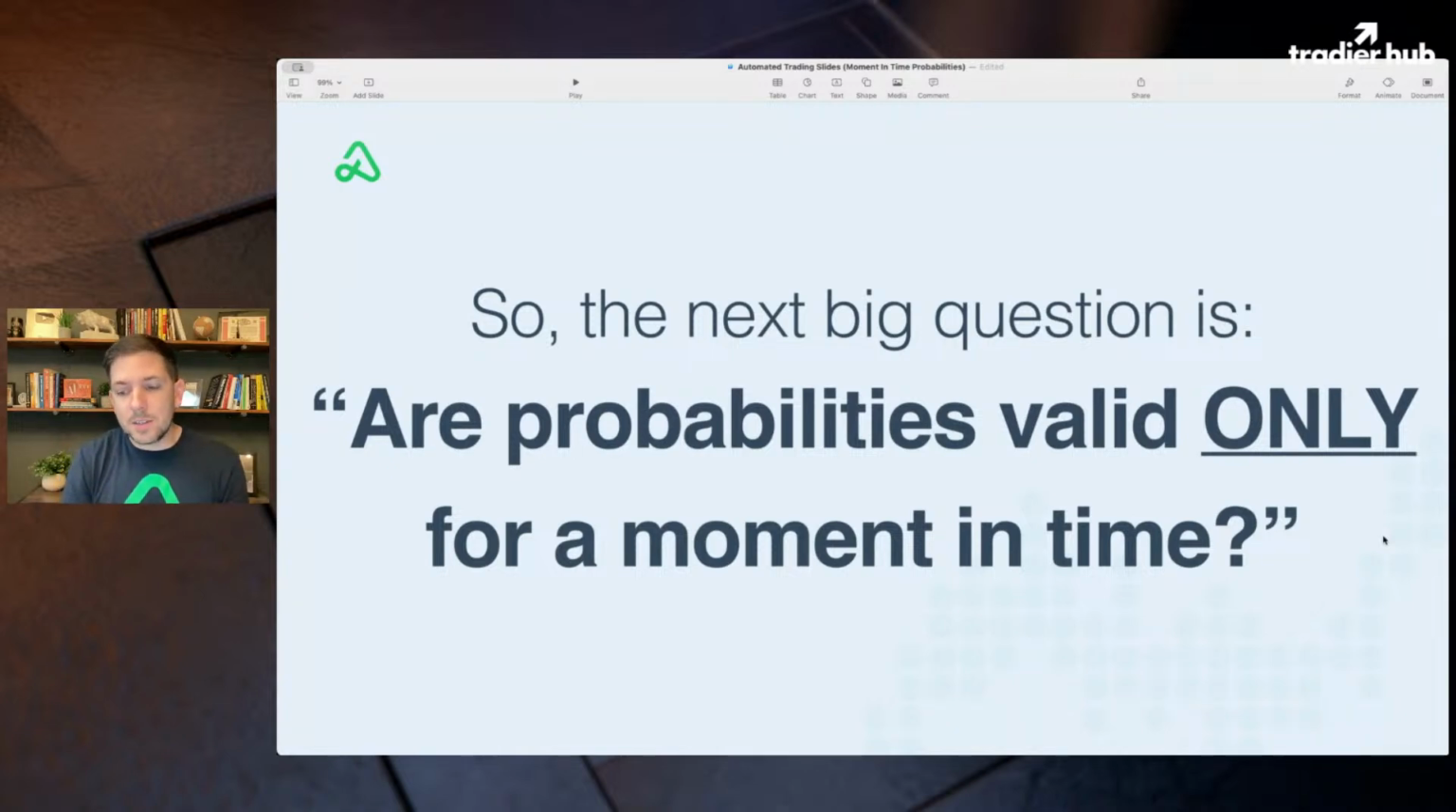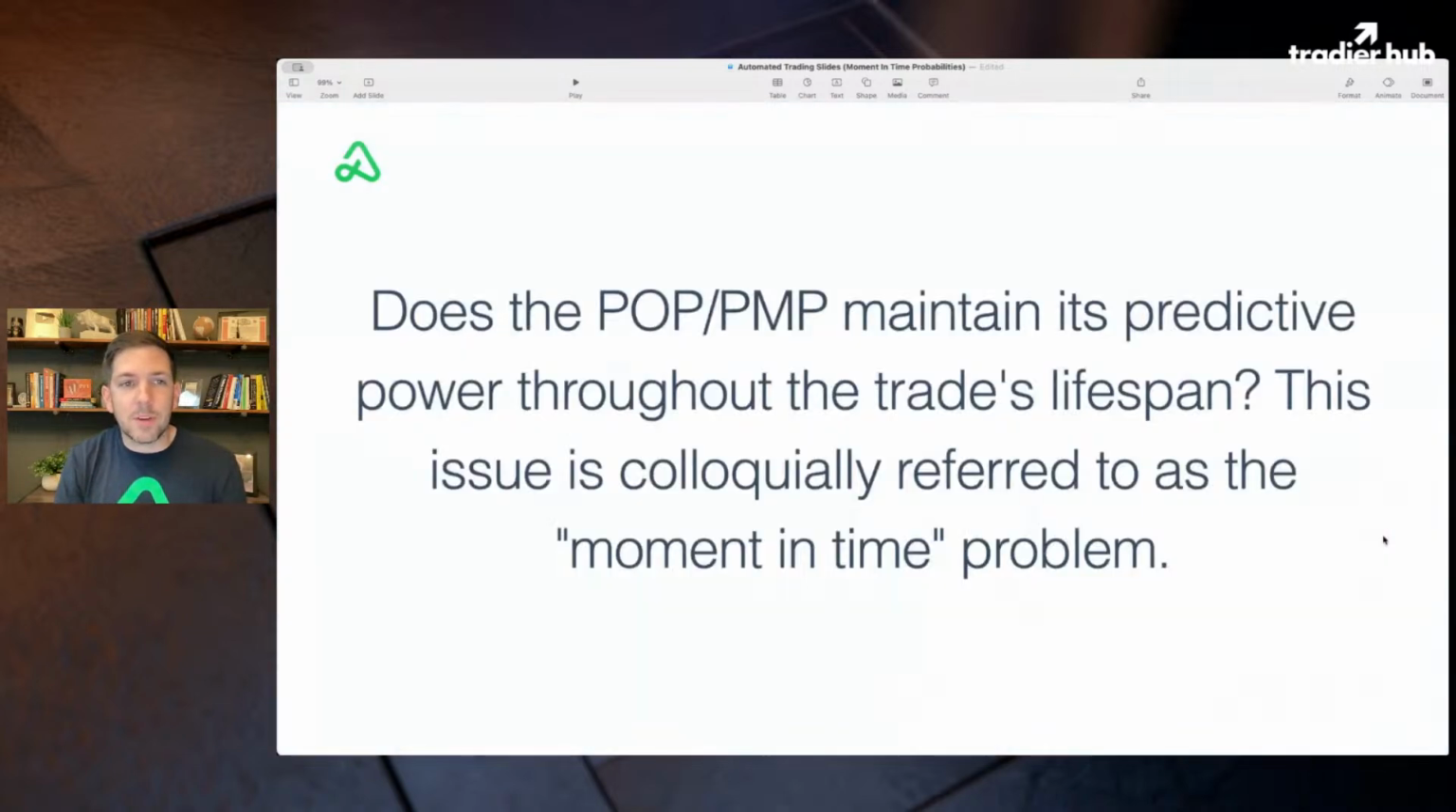And so what we try to answer is, are these probabilities valid just for a fraction of a time, a moment in time, or do they remain constant and stable and relatively reliable, even through long periods of expiration cycles? So the big question is really, like I said, does the probability of profit, which is the POP, or the probability of max profit, you can look at it two different ways, maintain its predictive power throughout the trade's lifespan? That's a really important question that we want to get answered.